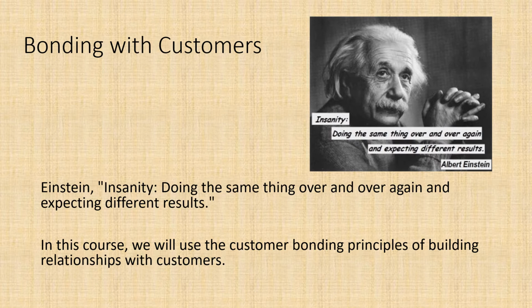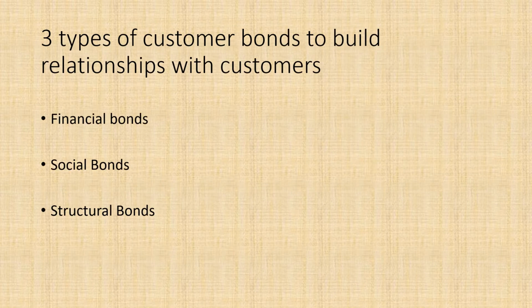In this course, we're going to be using the customer bonding principles of building relationships with customers rather than some of the other pedagogical approaches. There are three types of customer bonds that you can use to build relationships with customers. Those include financial bonds, social bonds, and structural bonds. The argument, of course, is that financial bonds are the weakest bonds, social bonds are the next strongest bonds, and then structural bonds are the strongest of all bonds. But we'll discuss that a little bit more later on.